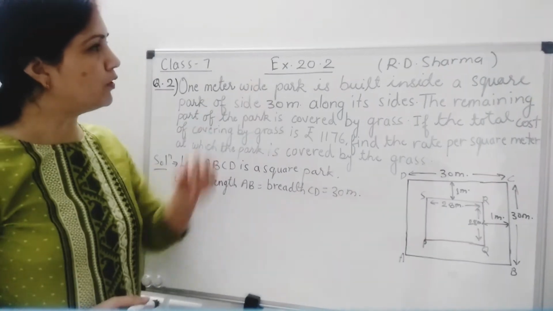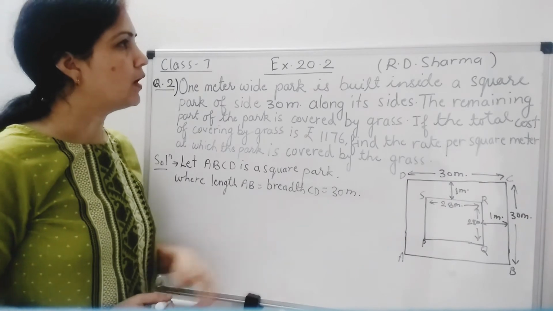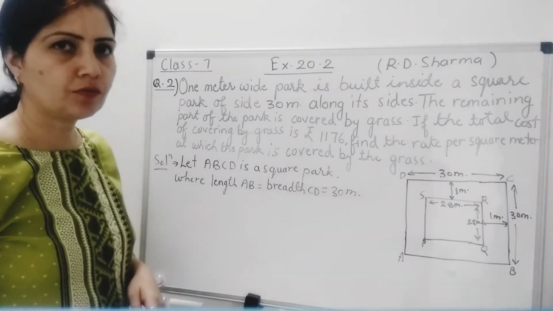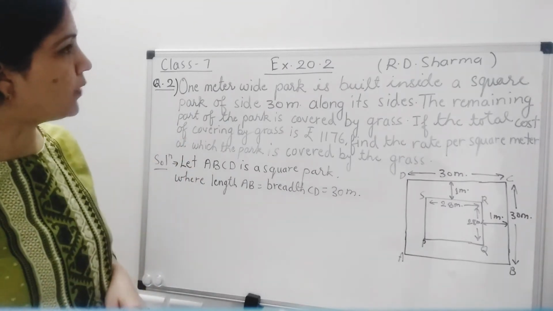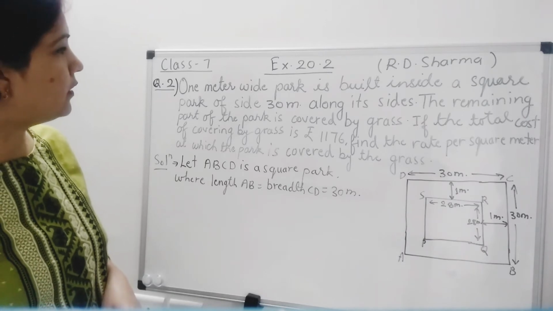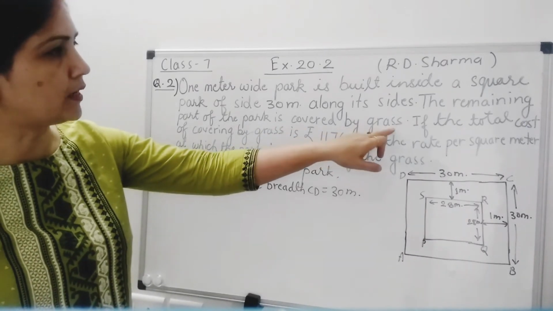Now we are going to see exercise 20.2 RD Sharma class 7 question number 2. So before we start, let's read the question first. Question number 2 is: a 1 meter wide path is built inside a square park of side 30 meter along its sides. The remaining part of the park is covered by grass.